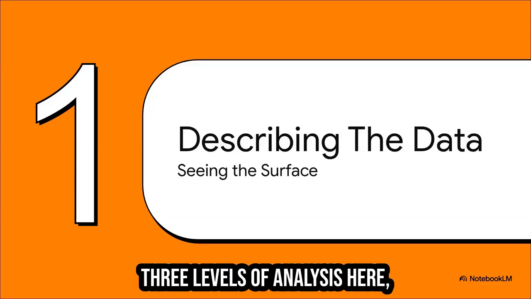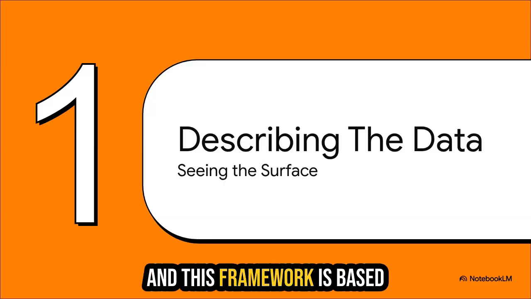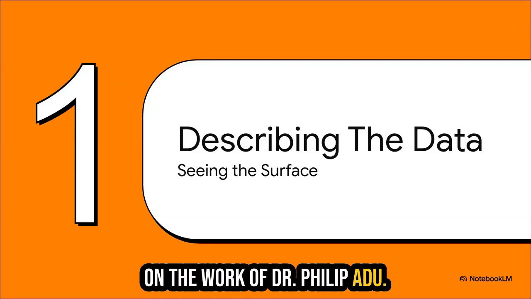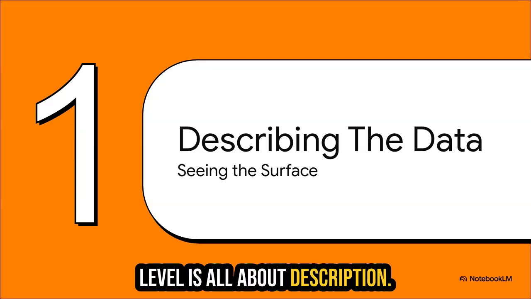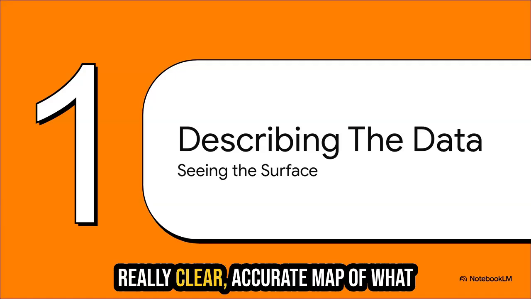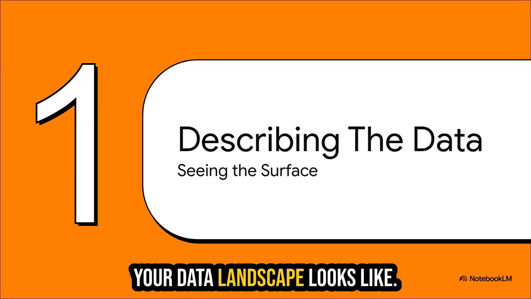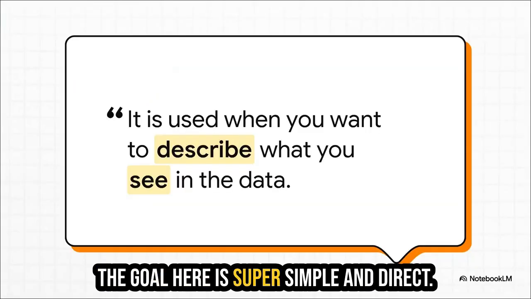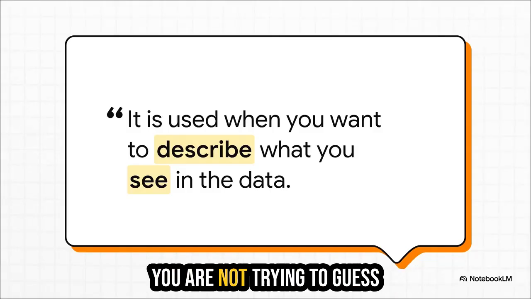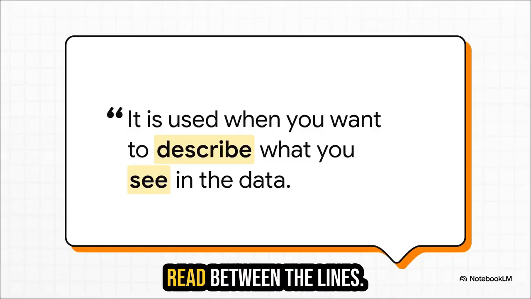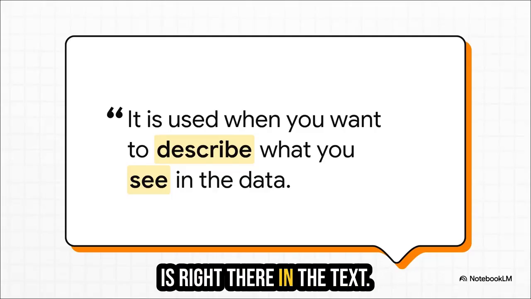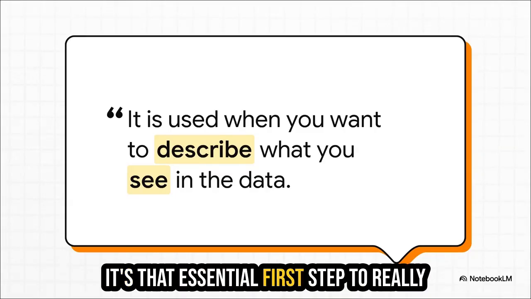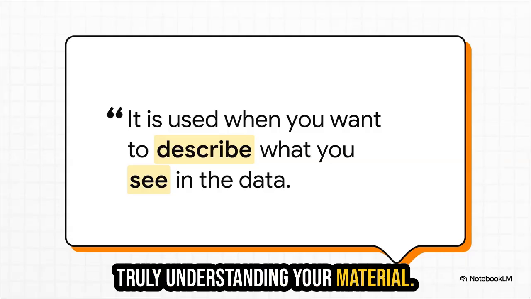Okay, so we're going to explore 3 levels of analysis here, and this framework is based on the work of Dr. Philip Adu. The very first and most fundamental level is all about description. Just think of this as creating a really clear, accurate map of what your data landscape looks like. The goal here is super simple and direct. You are not trying to guess what something means or read between the lines. Not yet. You're simply reporting what is right there in the text. It's that essential first step to really, truly understanding your material.